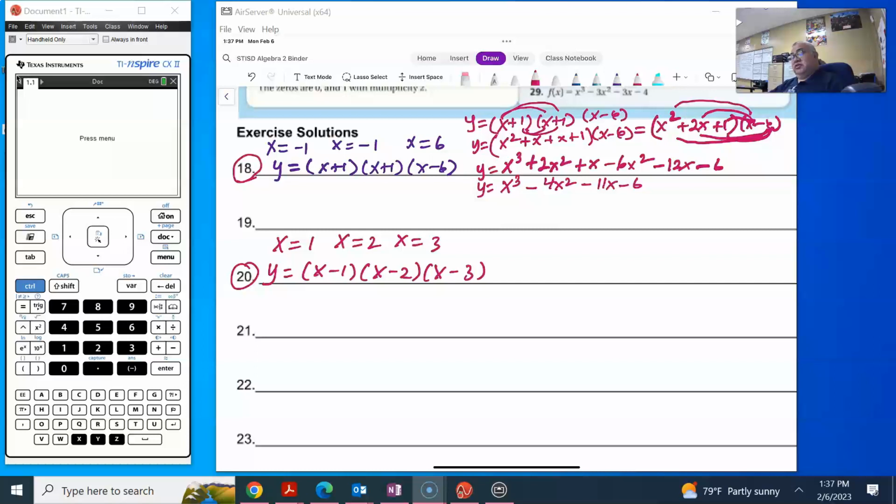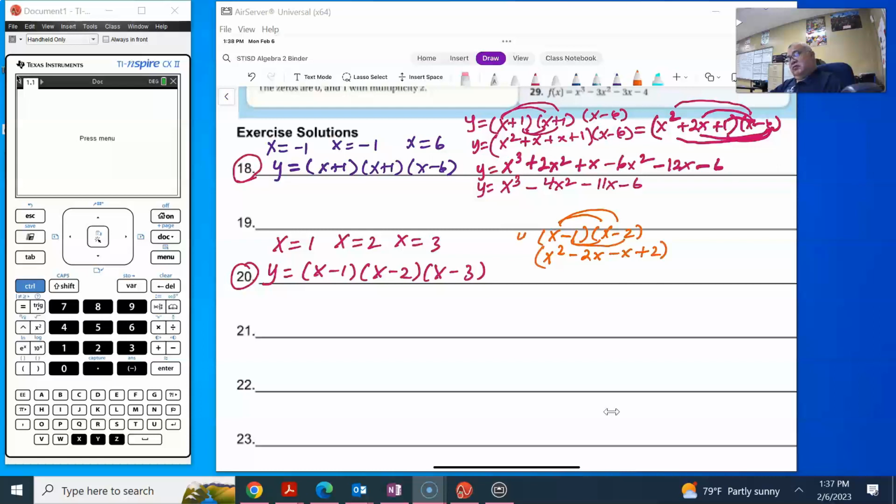Now what you're going to do is multiply two at a time. So I'm going to go ahead and do this up here in a different color. I'm going to multiply x minus 1 times x minus 2. And I'm going to use the FOIL method. So we have x times x is x squared. x times negative 2, negative 2x. Negative 1 times x is negative x. Negative 1 times negative 2 is positive 2.